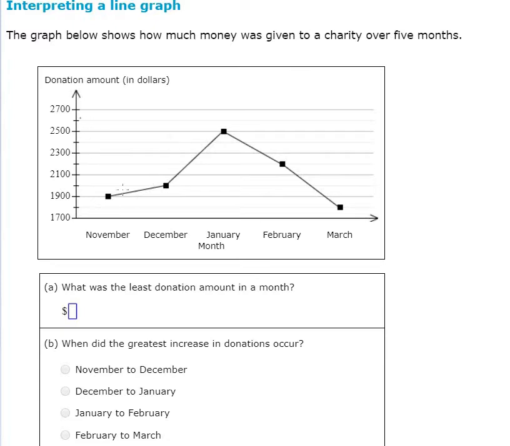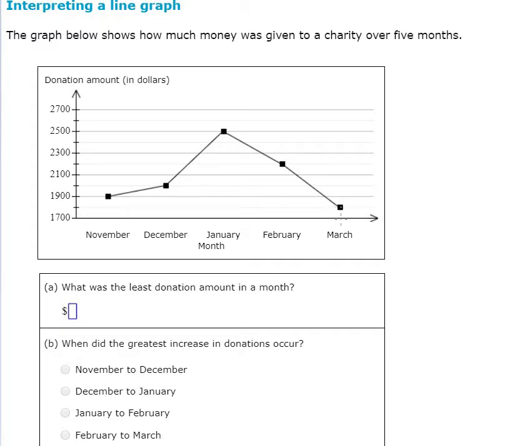So when we look at this graph, we see some months on the x-axis: November, December, January, February, March, and some donation amounts in dollars on the y-axis, which starts at $1,700 and goes all the way up to $2,700. And we have this question: A, what was the least donation amount in months?